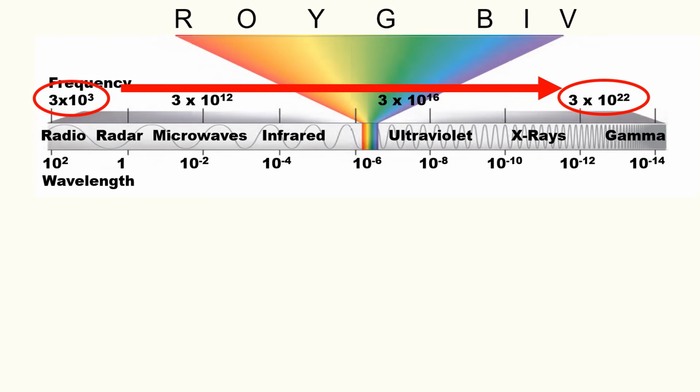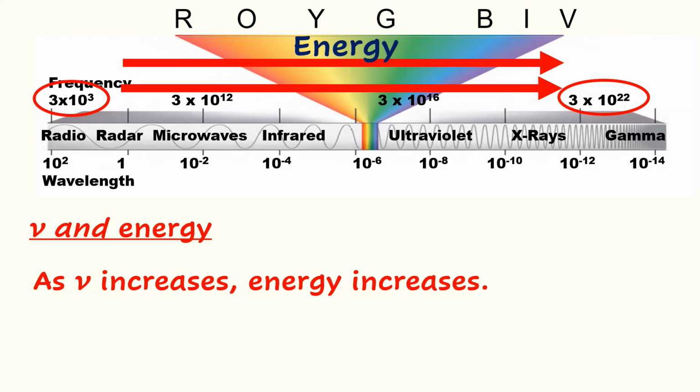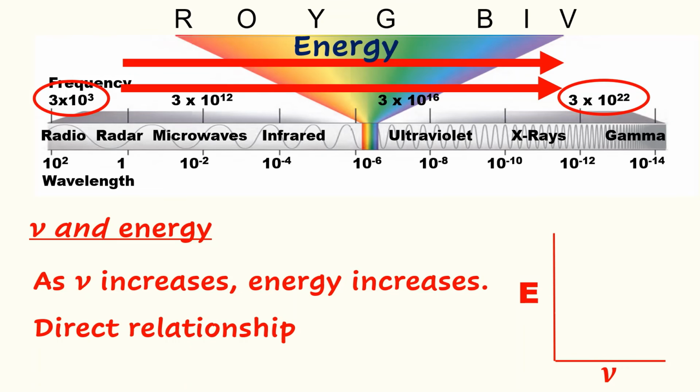Now let's determine the relationship between frequency and energy. If you remember, gamma rays have the highest energy and radio waves have the lowest. So we can see that energy increases going from left to right, same as frequency does. When two variables respond the same, we call that a direct relationship because they are directly proportional to each other. If we were to graph it, we can see that when energy is high, so is the frequency, and when the energy is low, the frequency is low as well.